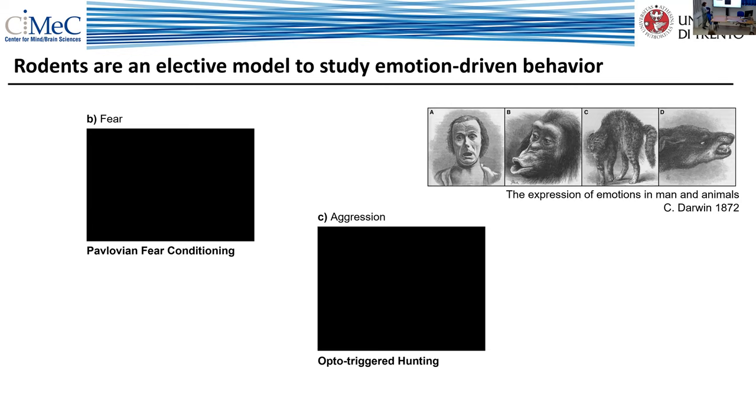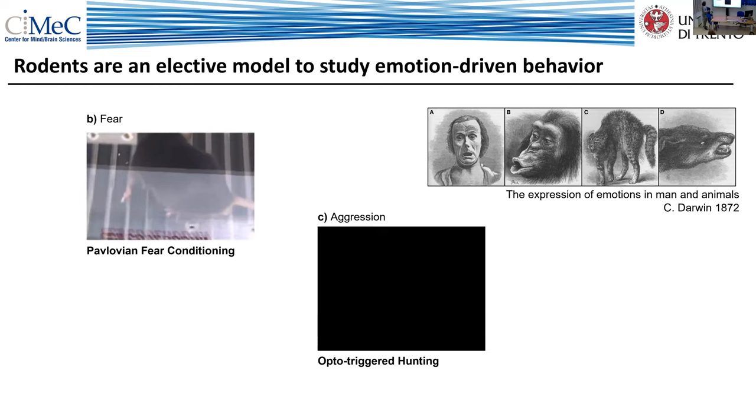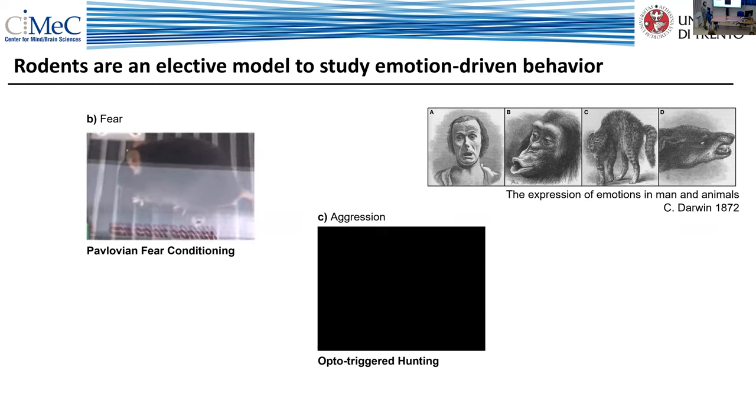And this is regularly done in rodents. They are an elective model to study emotion-driven behaviors, because their life depends on fear and anxiety. And it has been done in multiple ways. A classic way is with Pavlovian fear conditioning. What you can do is analyze the time the animal freezes after a noxious stimulus. This is very robust and very much used, but it usually uses a secondary indicator, which is the time of immobility and not exactly what the animal is doing.